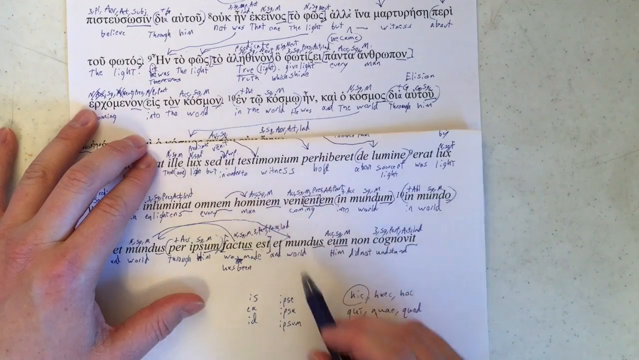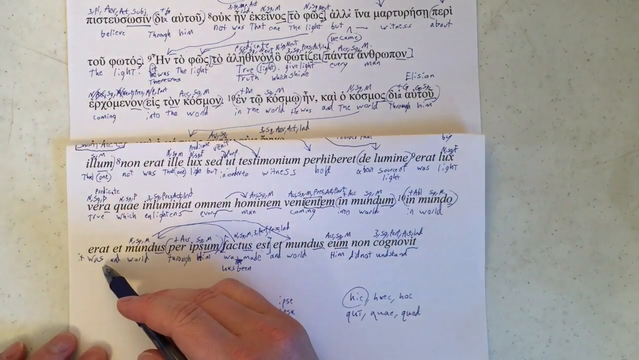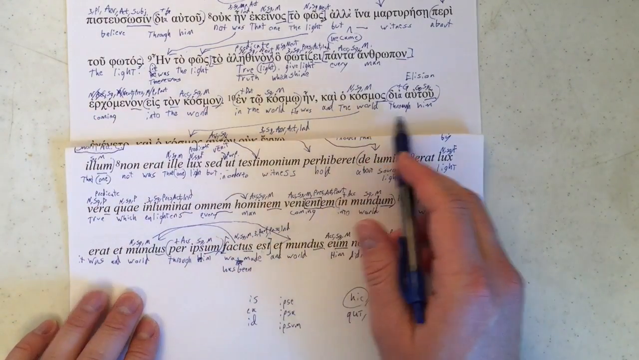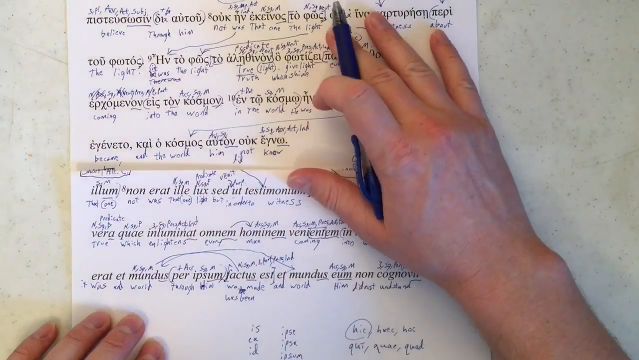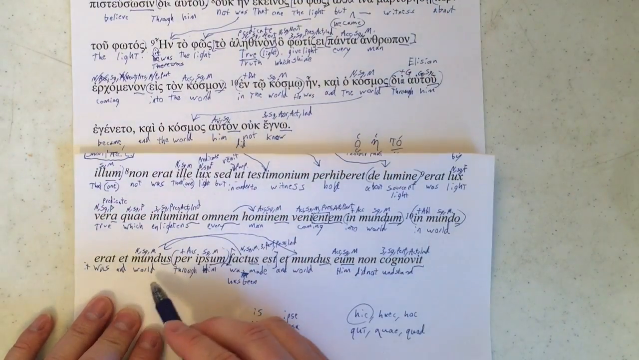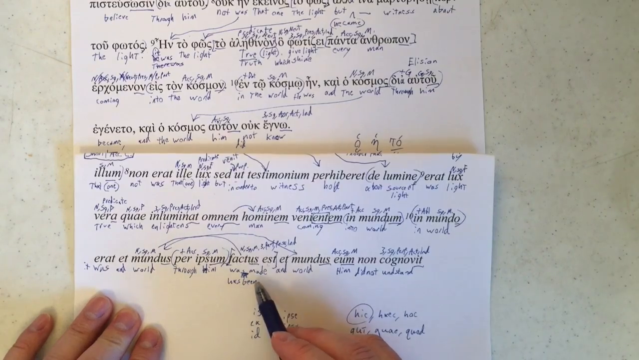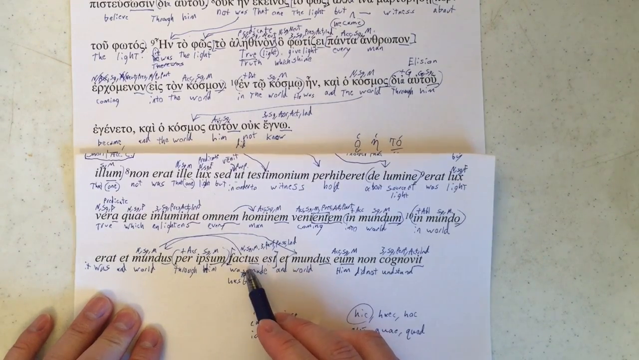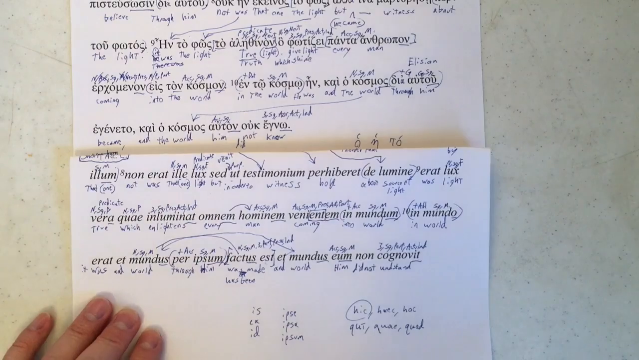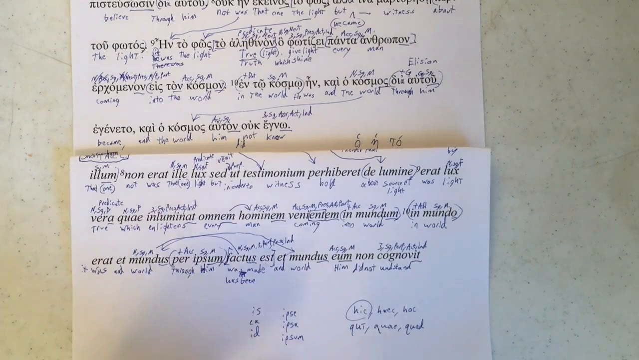All right, 10. In the world he was. In the world it was. So far, so good. And the world through him became. And world through him was made. We've got made here versus became here. A slightly different idea between the two, but not so very far from each other.